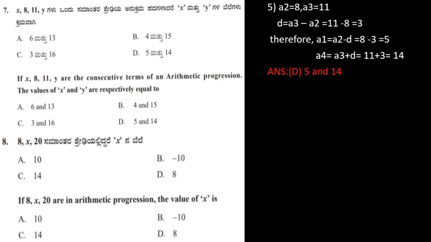Eighth one, if 8, x, 20 are in arithmetic progression, the value of x is? This is also a repeated one from my video, so you can go through it. Here I said that we add the first term and last term, and divide by 2 to get the middle term. So we substitute: first term A is 8, second term B, and third term C is 20. Now we add A plus C divided by 2. That means we add the first term and last term and divide by 2. We get 8 plus 20 by 2. Adding 8 plus 20 we get 28 by 2. Dividing, we get 14. Therefore option C, 14, is the correct one.